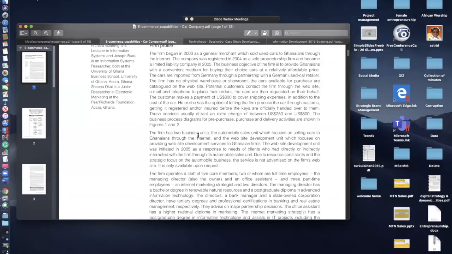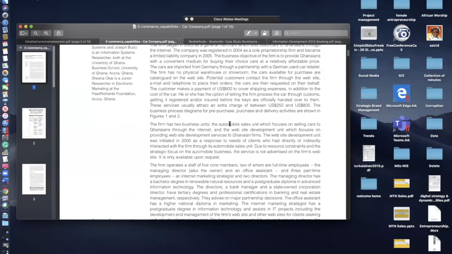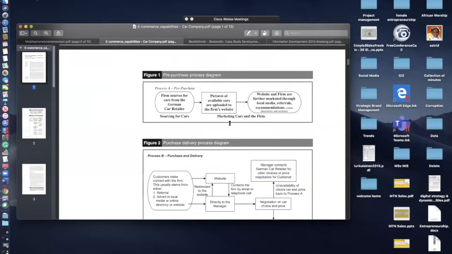Paying potential customers contact the firm through the website, and then it says that they use email and telephone to place their orders. The cars are then requested on their behalf. So all this is telling you how it works. Then it goes on to say that to illustrate how it works, the business process diagram for the pre-purchase and purchase and delivery activities is shown in figures 1 and 2.